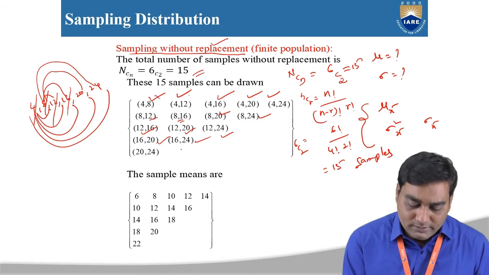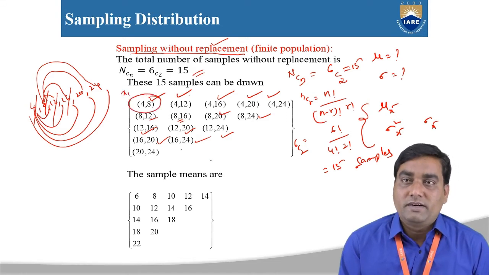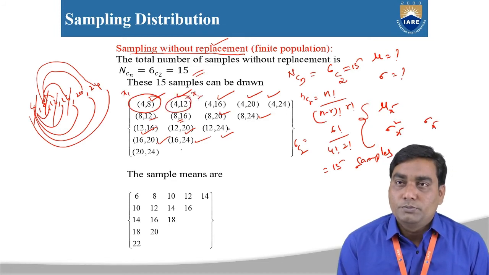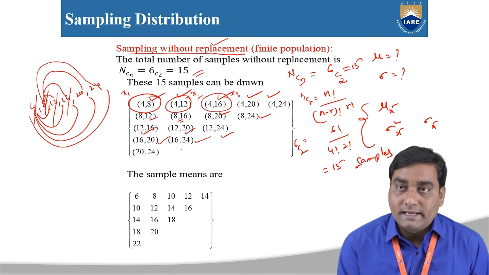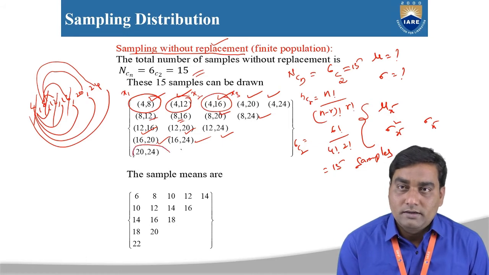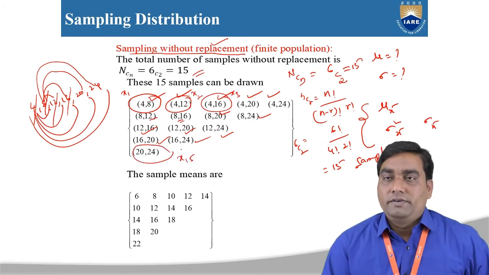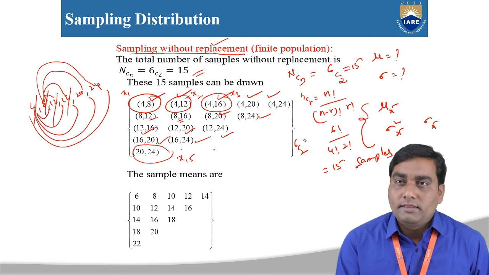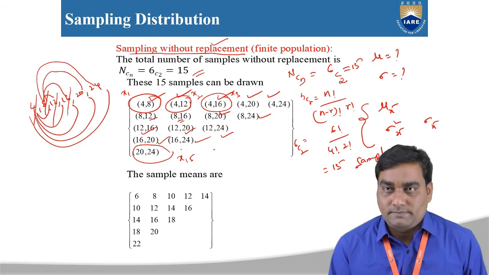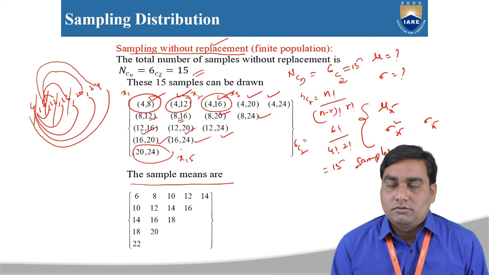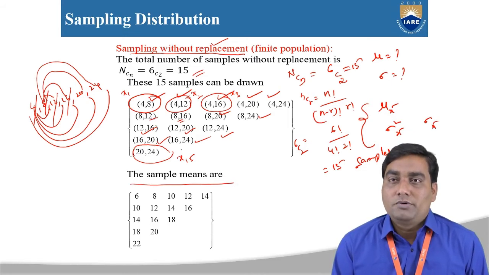After getting the samples, this first sample 4, 8, we can denote it with X1. Next, second sample, we denote it with X2. Third sample, X3. Fourth sample, fifth sample. Lastly, X15. 15 samples are there. Now we are going to find out the means of all these 15 samples.